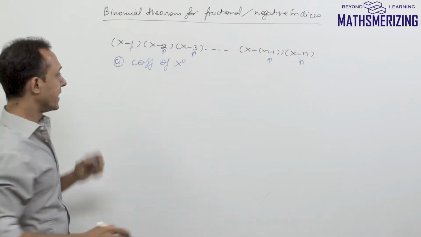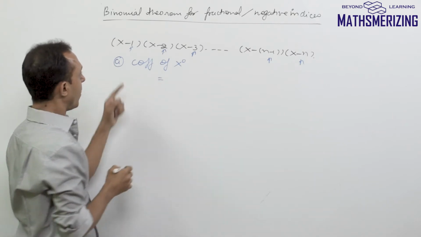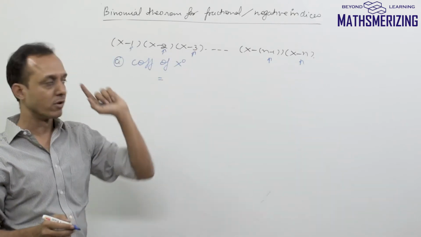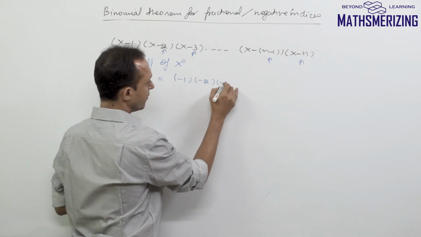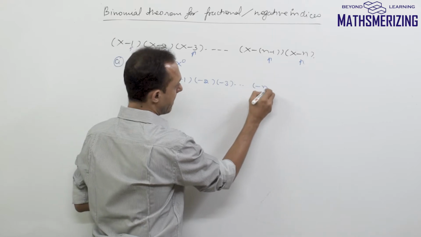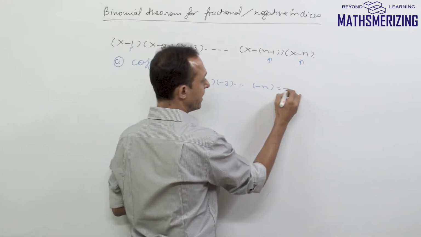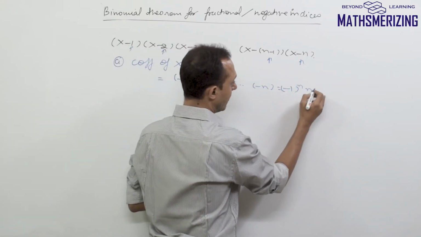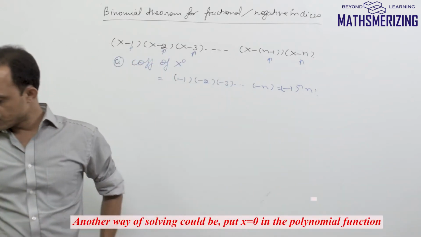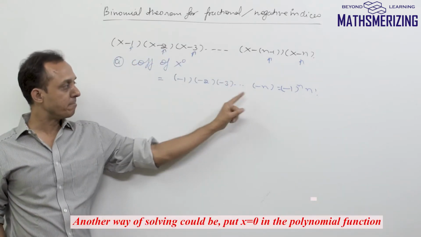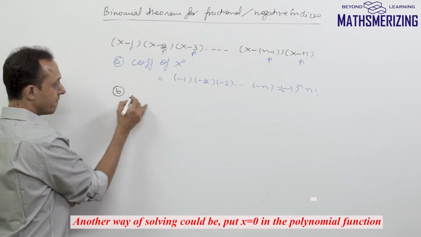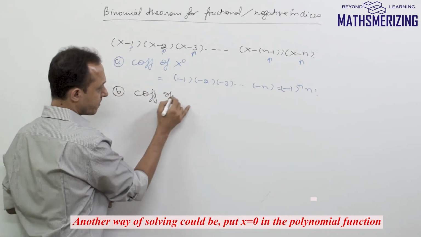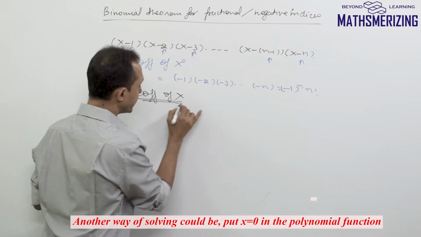So when all these constant terms are being multiplied, then I'll get the coefficient of x to the power 0. So in this case, all I need to do is multiply all these constant numbers. So it is minus 1 into minus 2 into minus 3 and then minus n. So it will be simply minus 1 to the power n into factorial n. So in this question, the coefficient of x to the power 0 is minus 1 to the power n into factorial n.